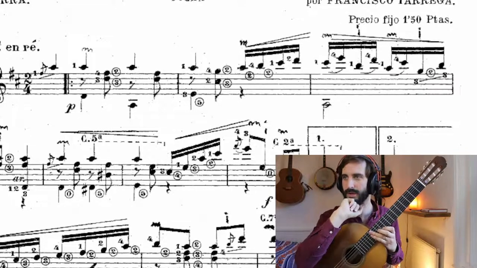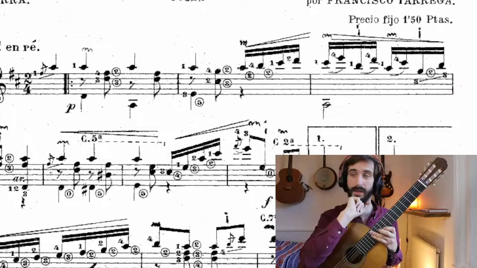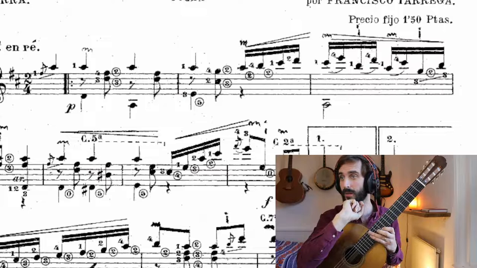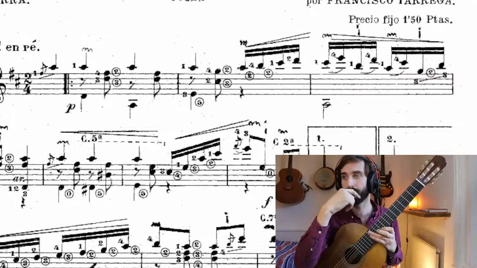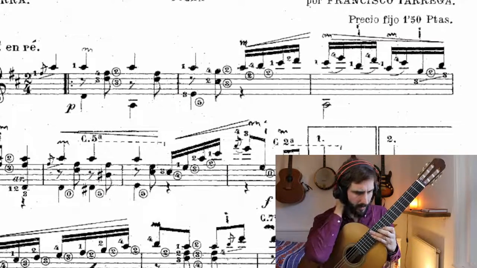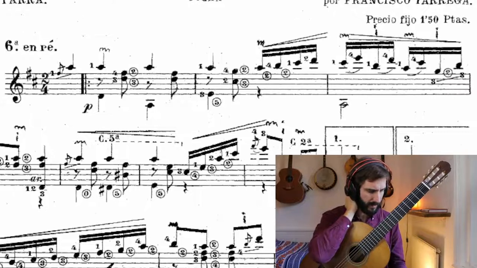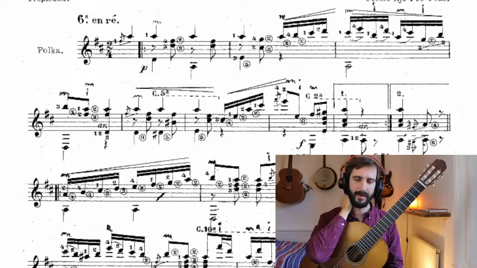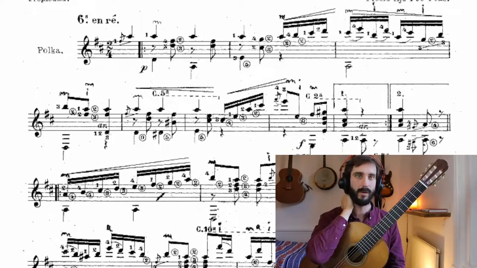So, Patricia, slurs can help the flow of a passage. Totally. Making them polka-like and danceable too. Potterhead, that's cool. That's a bit on slurs and hammer-ons and pull-offs. They don't need to be loud. That goes against the nature of what they're about.